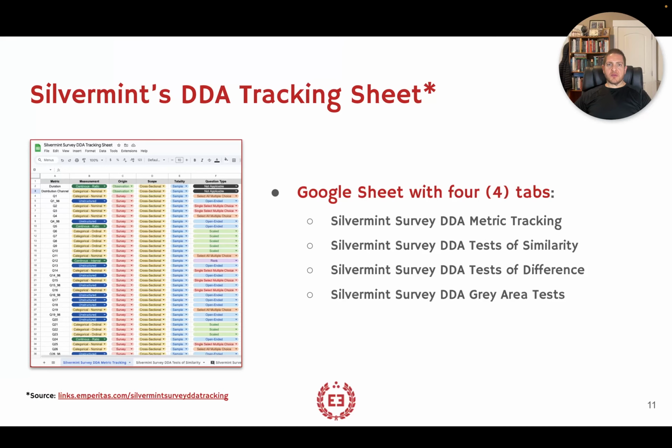survey as an example. This link will take you to a tracking sheet that we've built for the Silvermint surveys DDA using 4 tabs. So the first tab tracks all metrics, that's what you're seeing, and I'm going to go to this in a moment on the screen. The second tab tracks all the tests of similarity. The third is for all the tests of differences, and the fourth are for all the gray area tests.